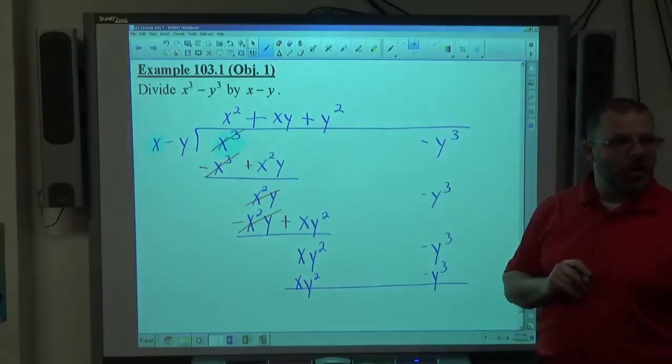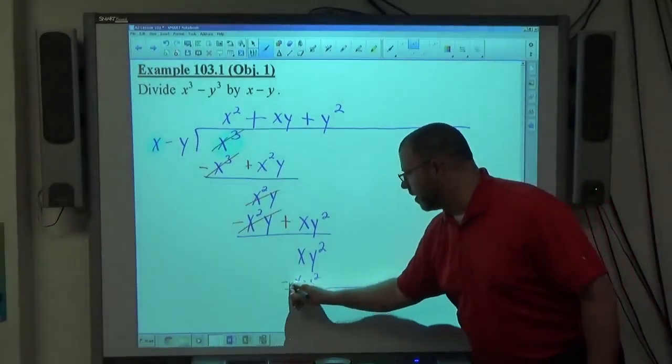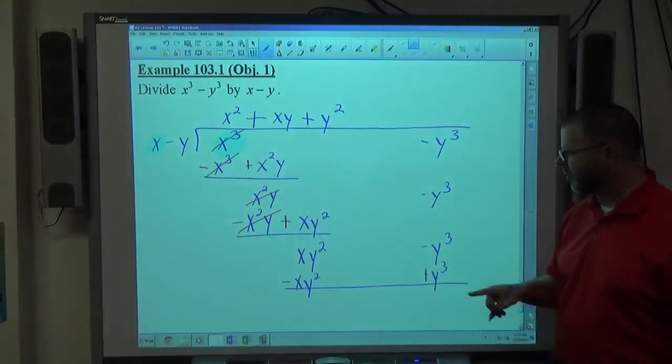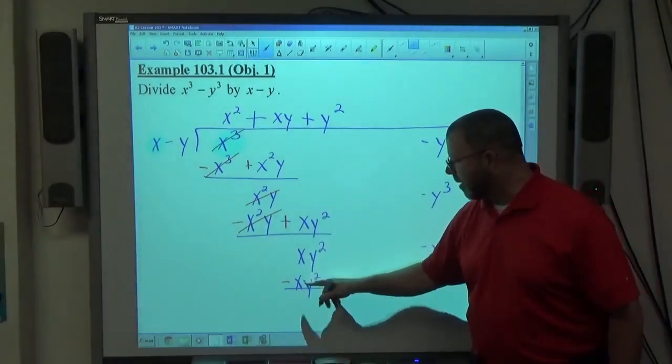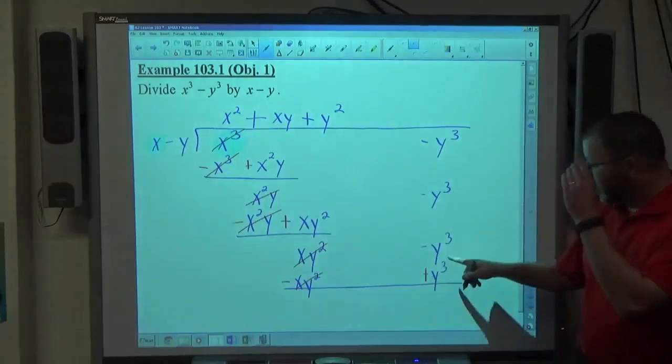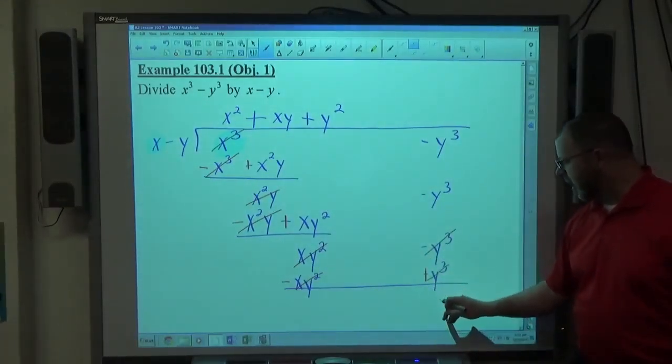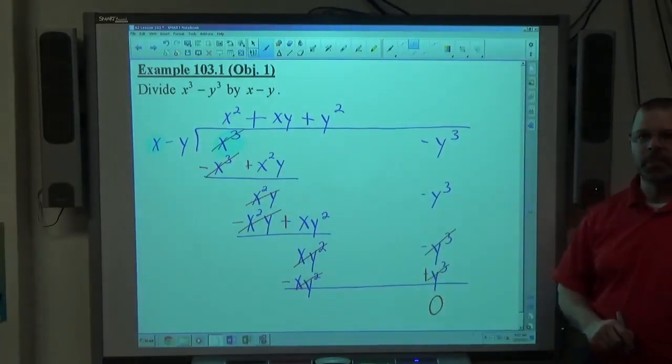I'm subtracting. Subtraction is changing signs. Xy squared becomes negative, y cubed becomes positive. Positive xy squared minus xy squared cancels. Negative y cubed plus y cubed also cancels, leaving me a remainder of 0.